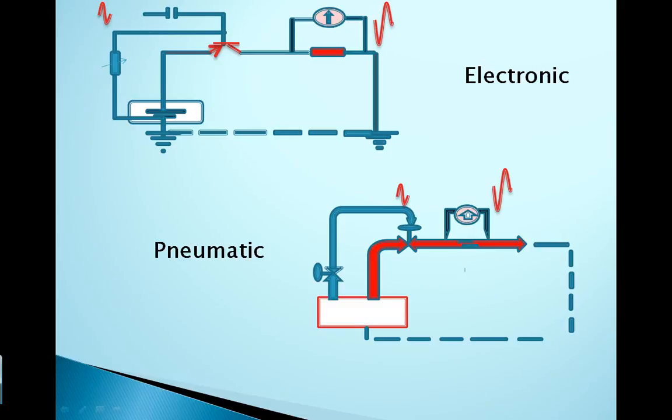Because some people can understand pneumatic circuits a lot easier than electronic ones, the transistor common emitter configuration has been drawn in such a way that it can be considered as an equivalent of the pneumatic air system shown on the bottom right hand side.